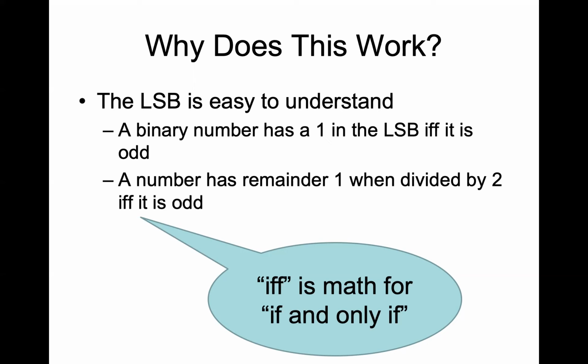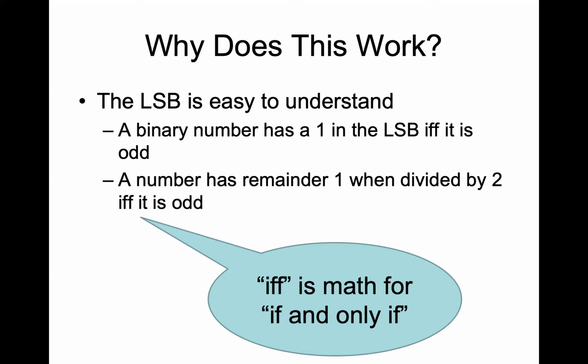Something we sometimes do when we're talking mathematically is we use IFF. It stands for if and only if. So if this thing and the other thing are always true together or false together, then we can say if and only if. It's just a shorthand that makes it easier to talk about math.